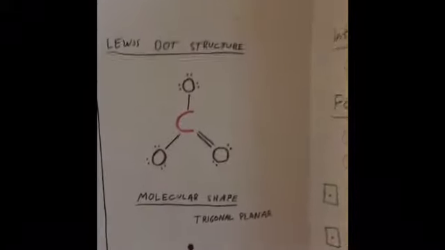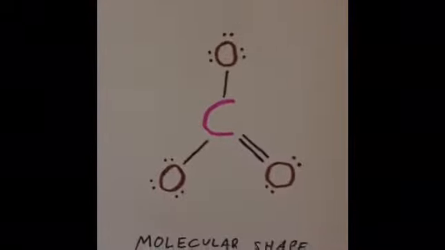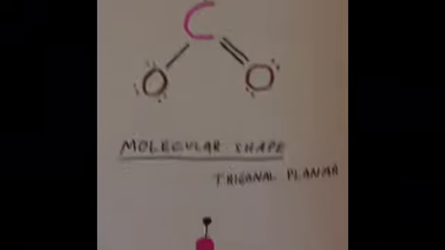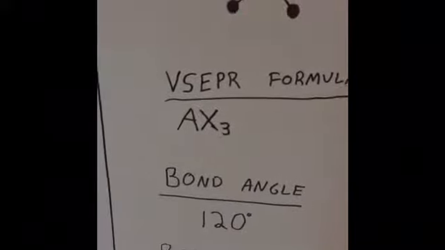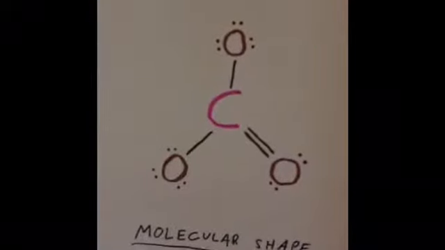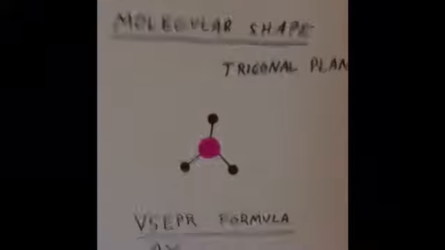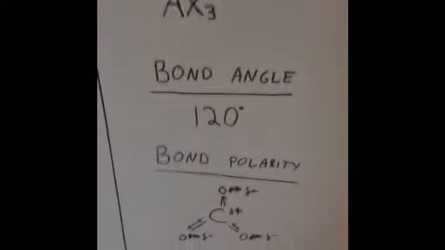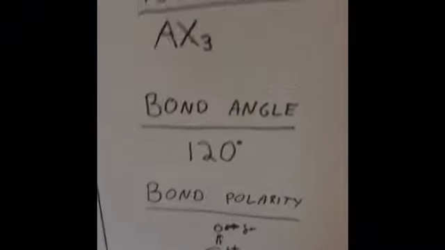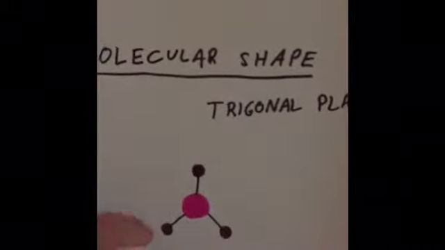The Lewis dot structure for CO32- looks like this, with 3 regular bonds and 1 resonance bond. The VSEPR formula is AX3, which means on the central atom there are 3 surrounding atoms. The surrounding atoms are oxygen and the central atom is carbon. The molecular shape is trigonal planar, which looks like this. The bond angle is 120 degrees, which means that between this oxygen and this oxygen, it's a 120 degree angle.